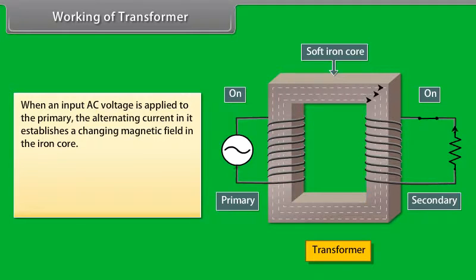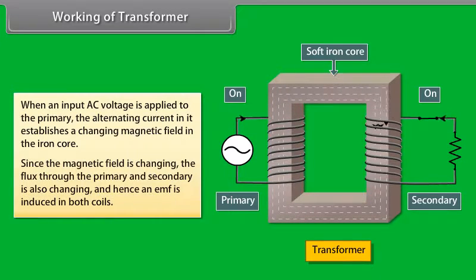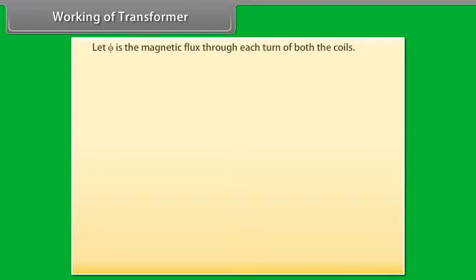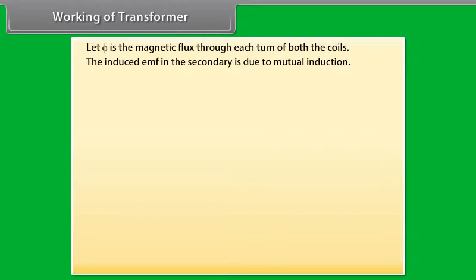A transformer is a device used to lower or raise the amplitude of AC voltage and current. A transformer consists of a soft iron core on which two coils of wire are wound. One is called the primary with NP turns and the other is called the secondary with NS turns. The primary is connected to the AC EMF source. The secondary provides the output of the transformer.